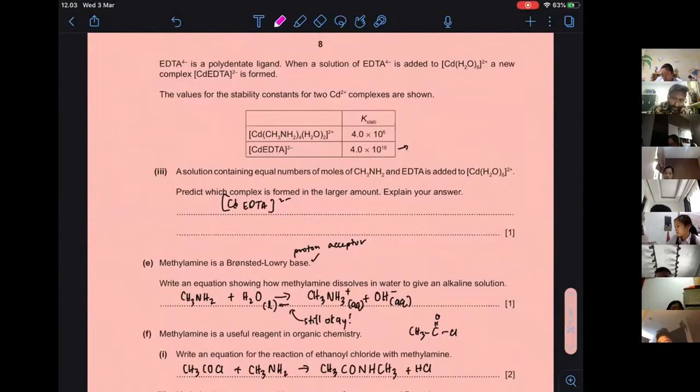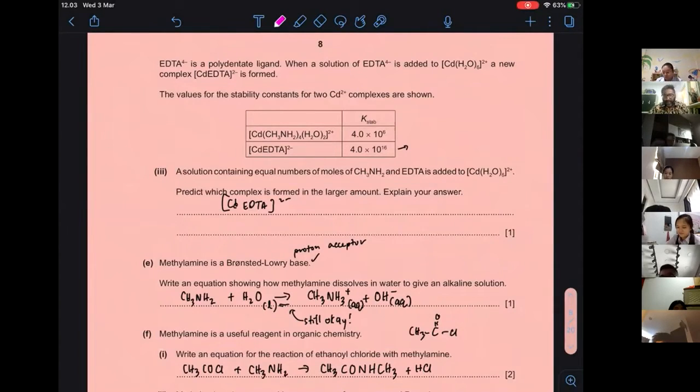EDTA 4- is a polydentate ligand. When a solution of EDTA is added, a new complex is formed. So here you have two stability constants. A solution containing equal number of moles, so they are giving equal chances for the competition of this ligand exchange. They are telling us to predict which complex is formed in the larger amount. This one you just need to focus on the higher K stab.